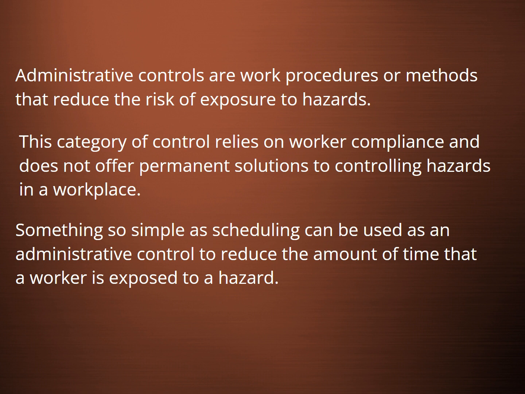Administrative controls are work procedures or methods that reduce the risk of exposure to hazards. This category of control relies on worker compliance and does not offer permanent solutions to controlling hazards in a workplace. Something so simple as scheduling can be used as an administrative control to reduce the amount of time that a worker is exposed to a hazard.